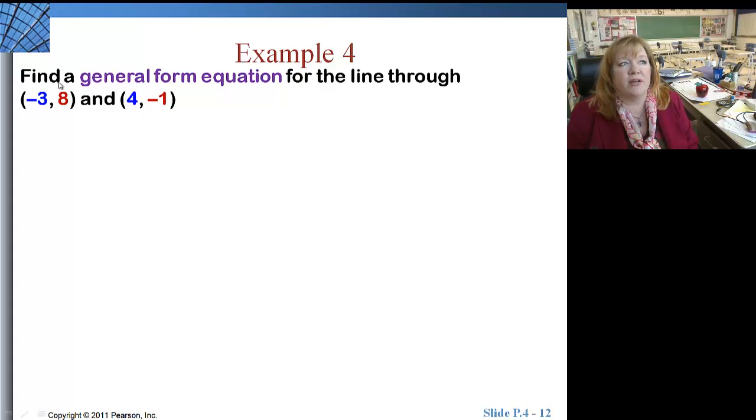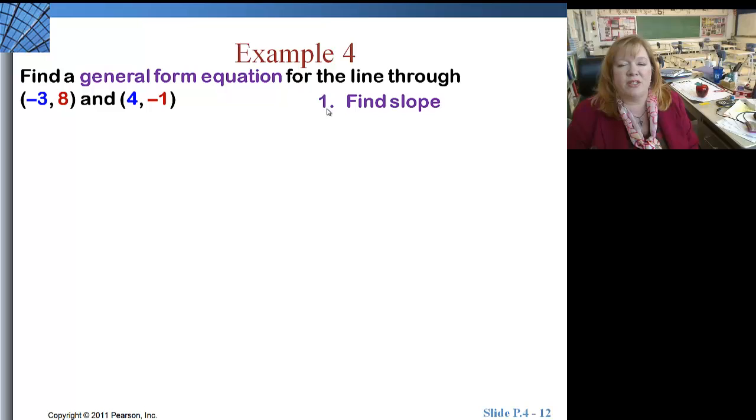Continuing on, we're going to try to find a general form equation for the line through (-3/8, 4) and (-1). Now this is kind of a pain because the general form, or the standard form, of the equation doesn't tell you much. It's the least useful form of an equation. The main use of the standard form of a line is to find the x and y-intercepts. So we're going to go ahead and use our point-slope formula.